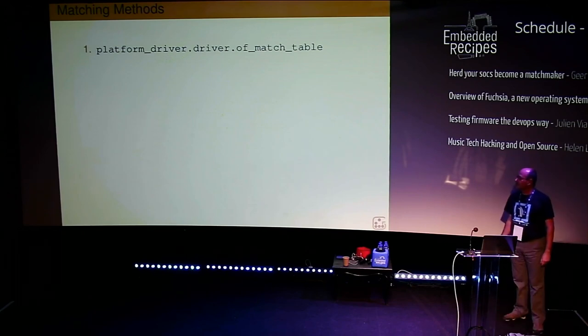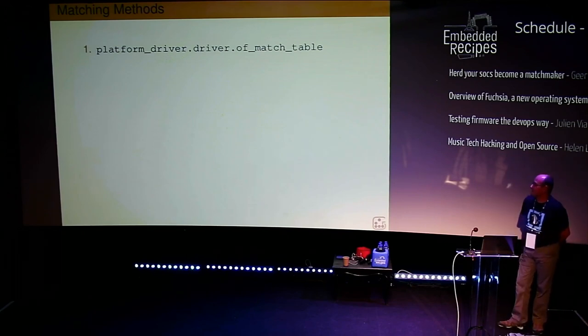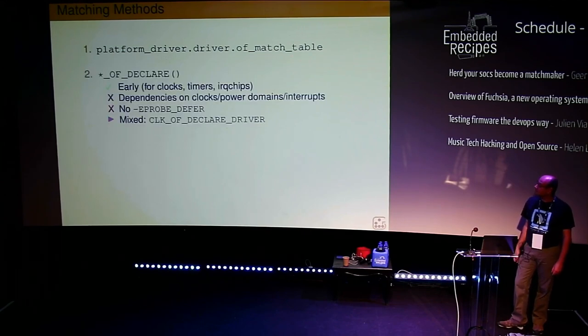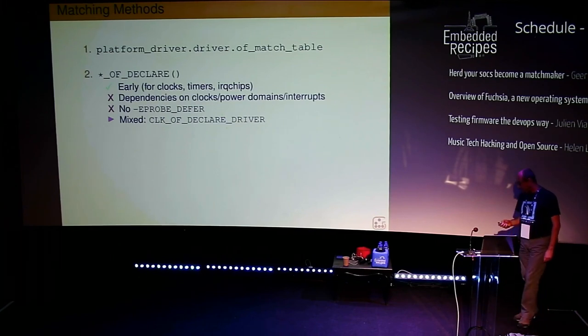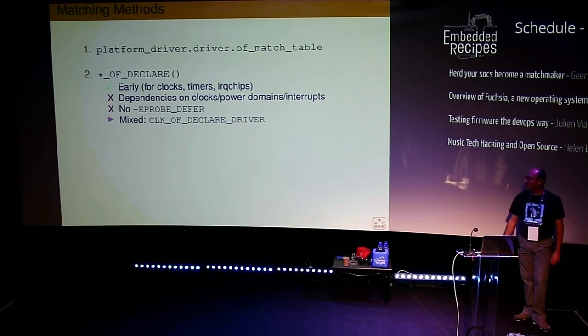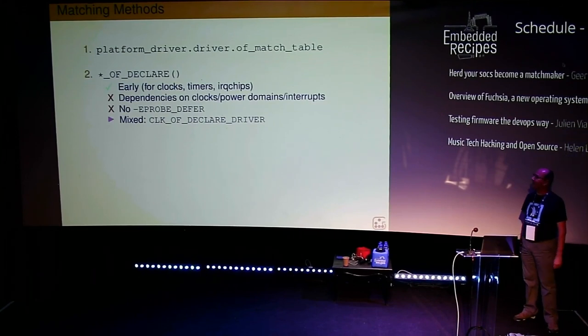So how can you match against the device in your driver? Each driver in the Linux device framework provides a list of IDs of devices that are supported by the driver. In the case of device tree, it's the OF match table, which is an array of compatible values. A second way, which is more specialized, is through the various OF declare macros. These are mostly used for clocks, timers, and interrupt controllers, all of these core things that you want to have running as soon as possible in your kernel.